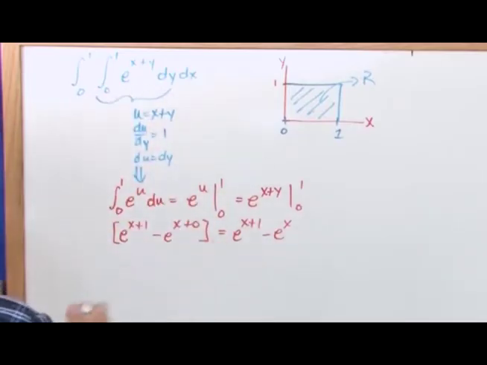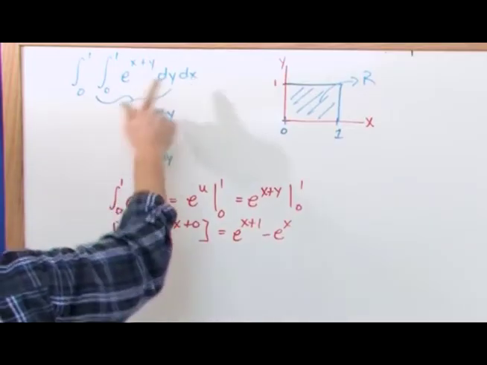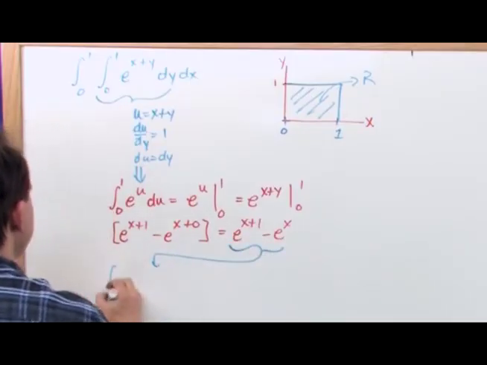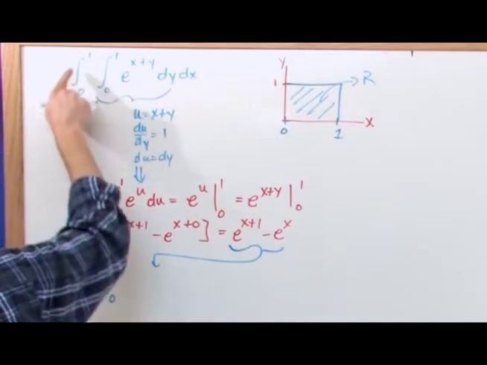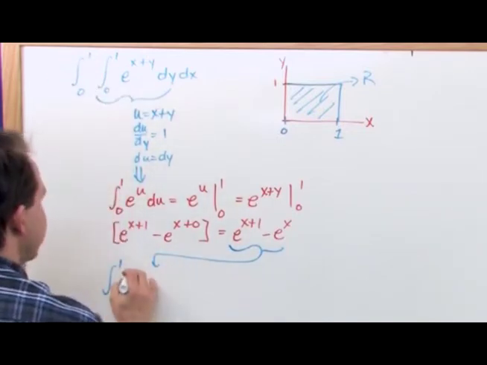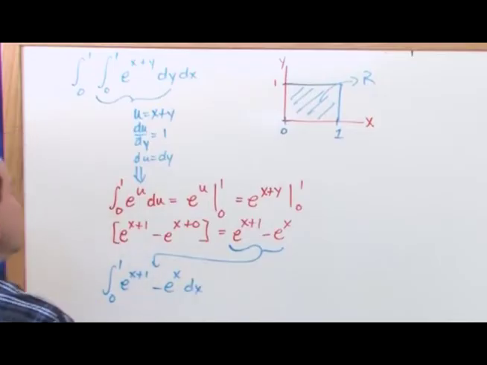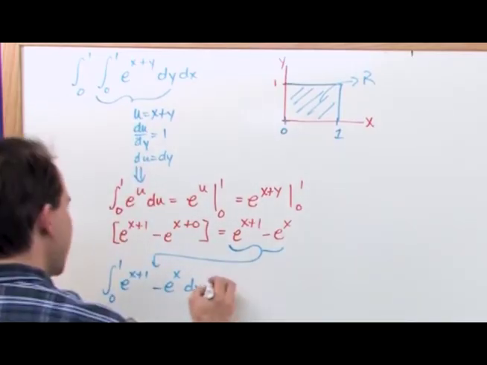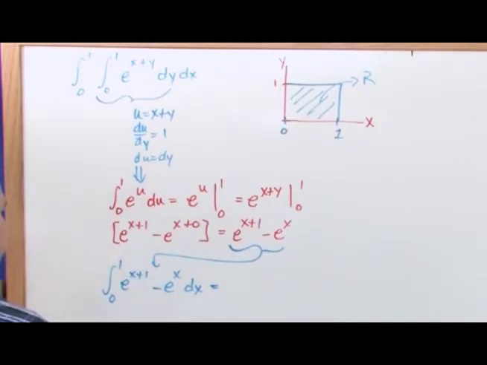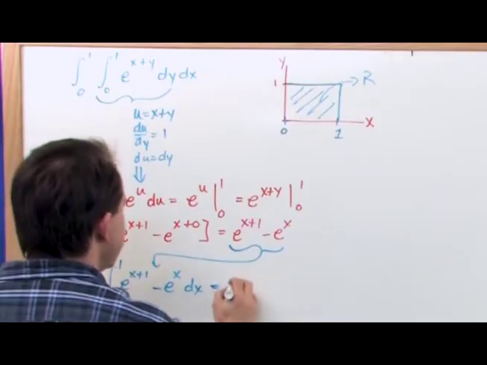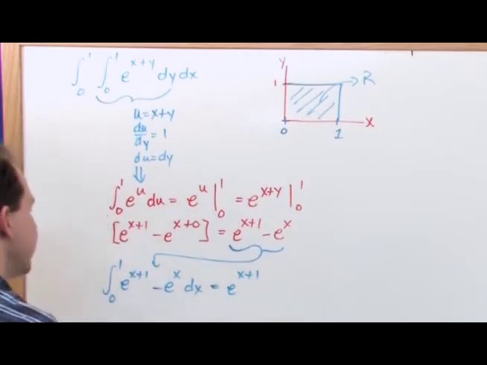And now I'm going to take that result and integrate along dx. Taking this and continuing on, I'm going to have the integral from 0 to 1, because of this 0 to 1, of the result, which was e to the x plus 1 minus e to the x, along dx. I've already done my integration along y, now I'm doing my integration along x. Now it becomes a regular old integral, and I know that the integral of e to the x plus 1 is simply e to the x plus 1. That's the answer to that integral.